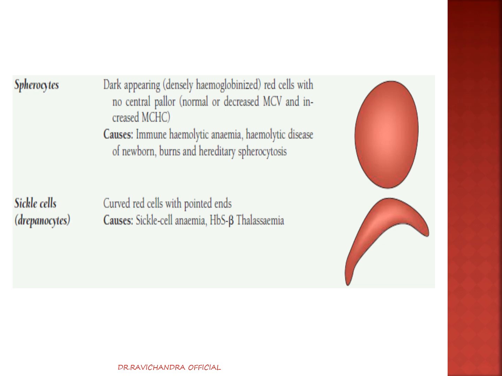Coming to sickle cells, these are also called drepanocytes, curved red cells with pointed ends that look like a sickle. Causes will be sickle cell anemia and sickle thal, or HbS beta thalassemia.